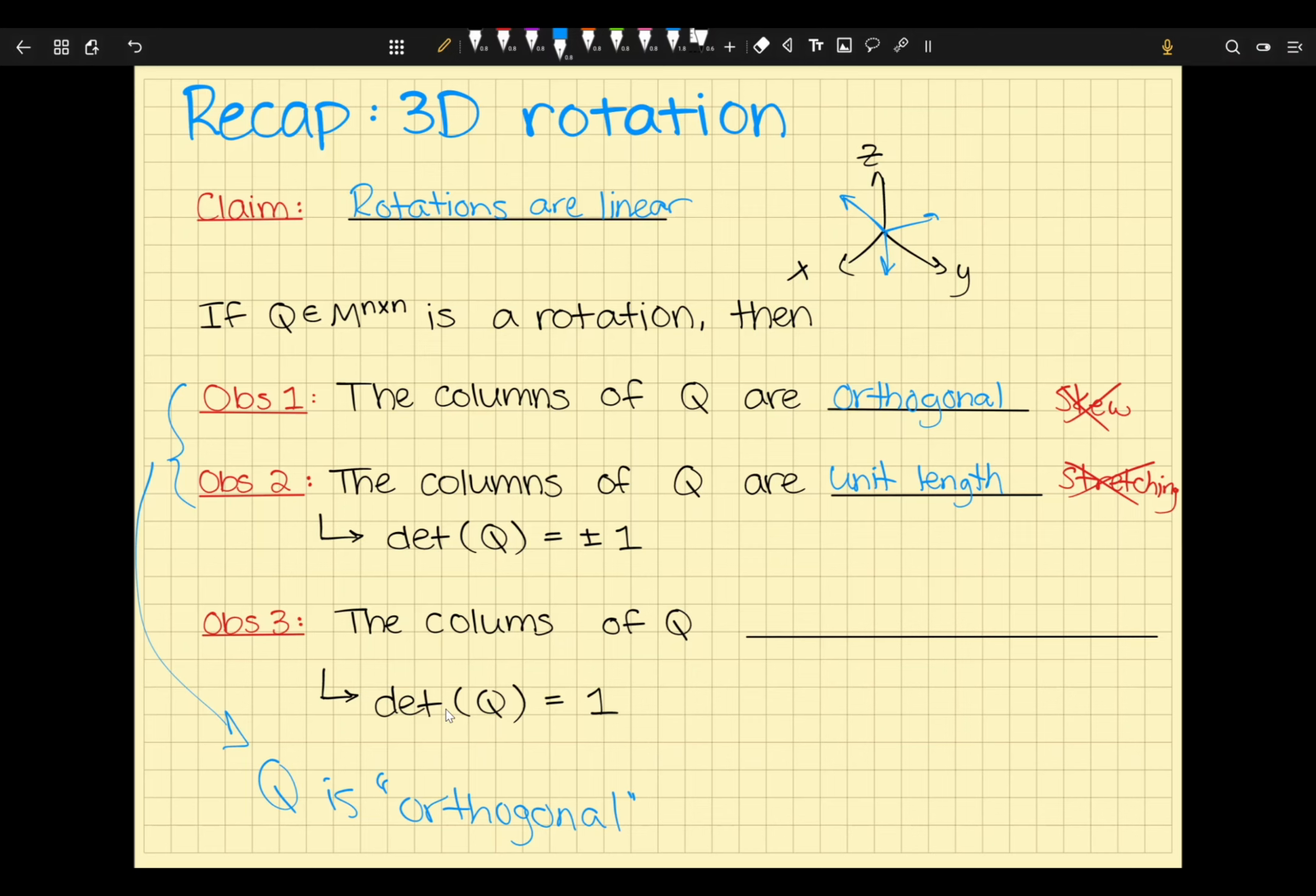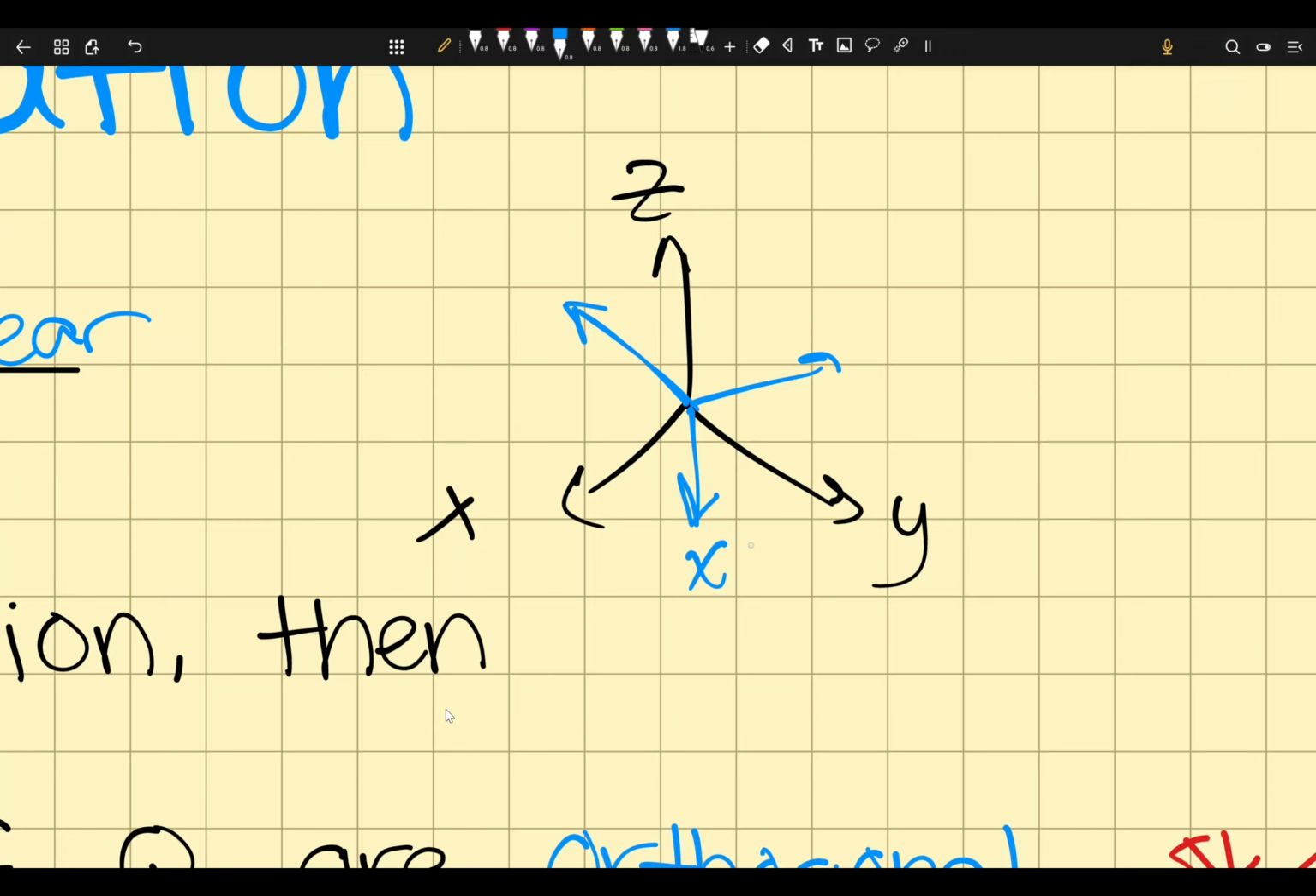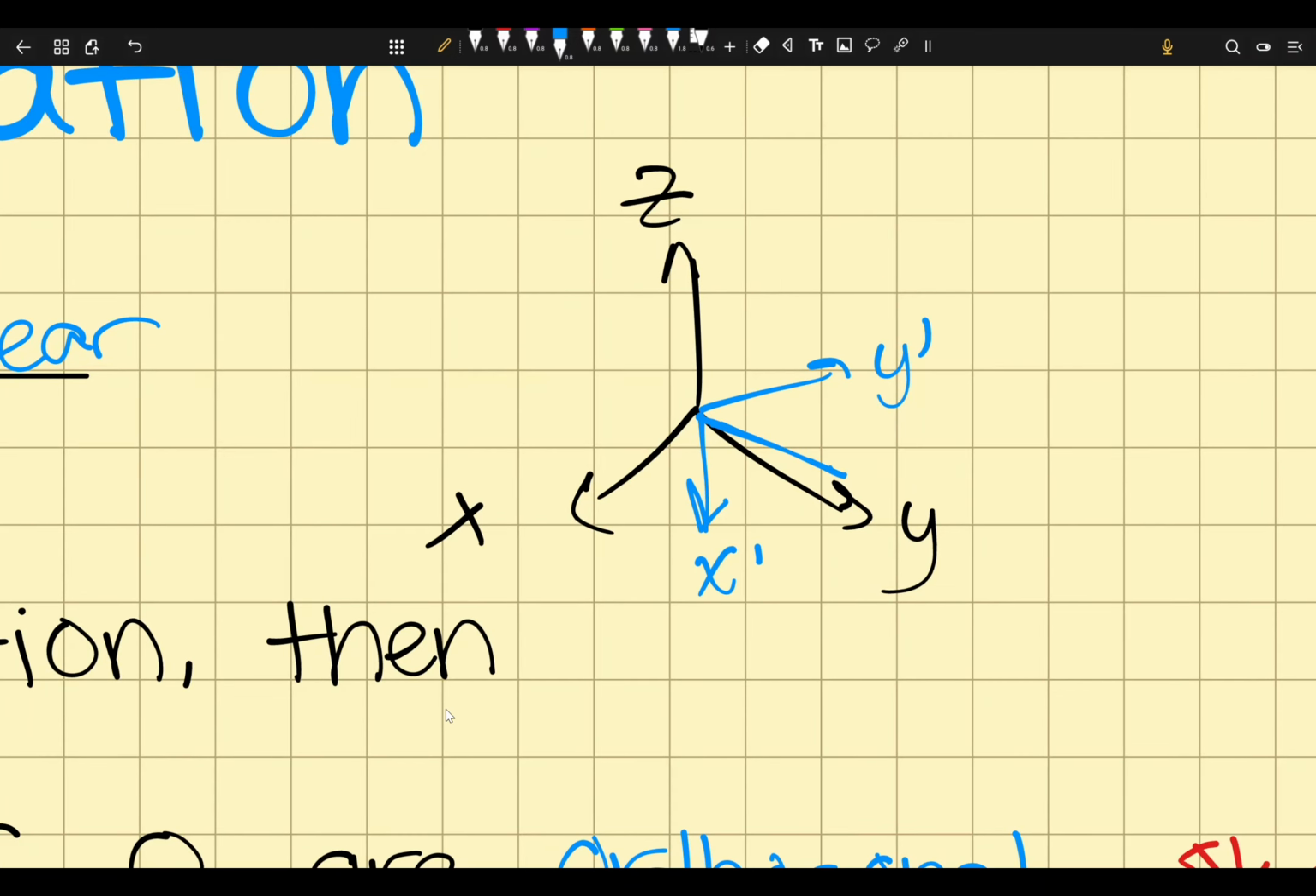The last thing that we need to enforce for our 3D rotation is that the columns of Q don't change order. What I mean by this, let's look at our picture. This probably ought to be X prime, Y prime, and Z prime. Our rotation was to go from here to there. But right now we haven't ruled out the possible case where we take X and move it there, and take Y and move it there, but then we flip Z around, and Z ends up backwards, which we don't want.